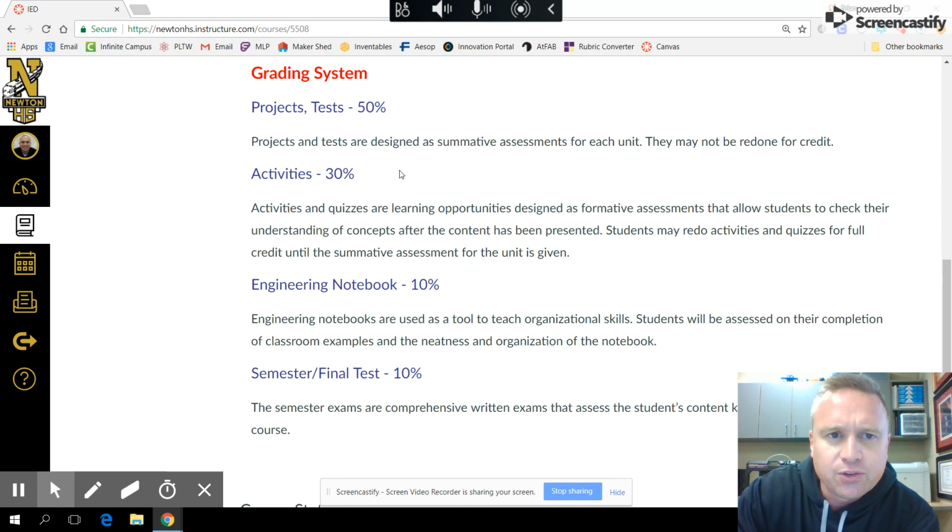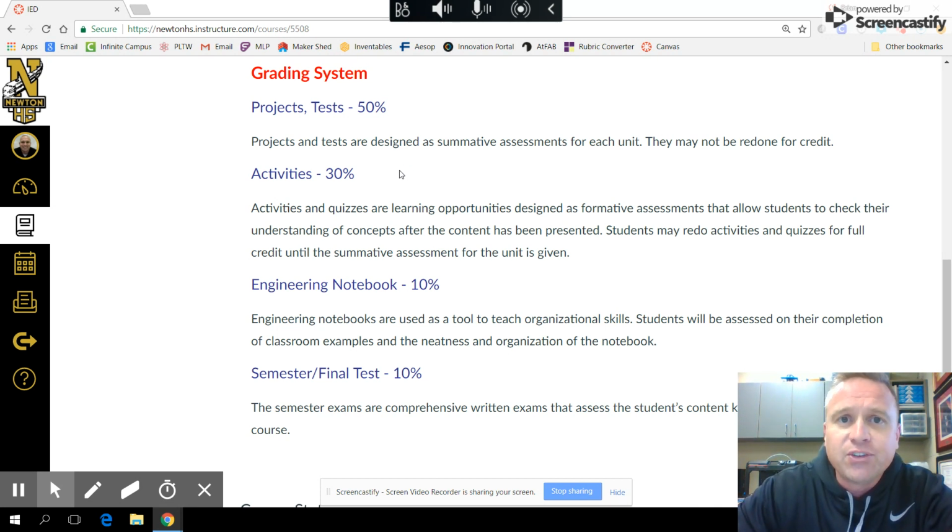Sometimes the unit will have a written test, and sometimes it'll have a project that we do that shows your use of the concepts that we learned inside the unit. And sometimes it'll have both a written test and a project. One thing I need you to remember about projects and tests is it's worth half of your grade in the class, so 50%, and they also cannot be redone for credit.